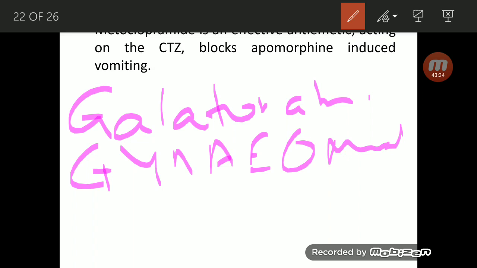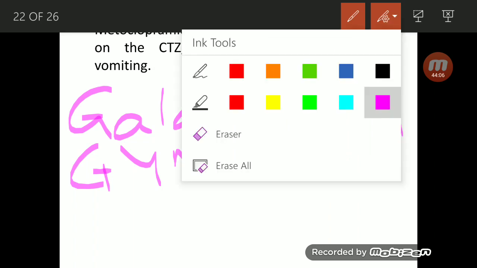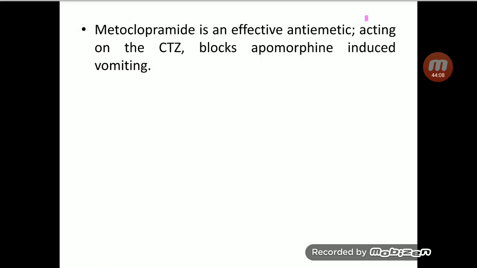So metoclopramide is going to produce Parkinsonism, which is drug-induced Parkinsonism. There is galactorrhea, okay, high secretion of milk. There is gynecomastia, which is development of male breast. Okay, these are the side effects. Other side effects are the same, like sedation, dizziness, constipation, and muscle dystonia may be seen whenever you use metoclopramide.